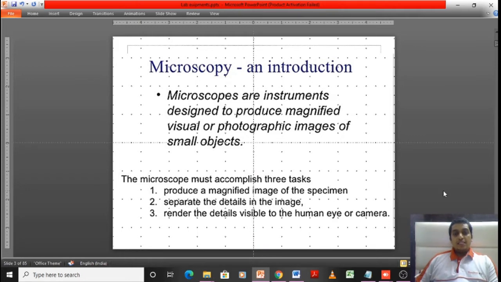So that means microscope is made up of two words, micro plus scopy. Micro means small and scope means to see. So that means these are those instruments which are used to see the micro things. So we can see very small things like bacteria, viruses, and there are different kinds of microscopes.